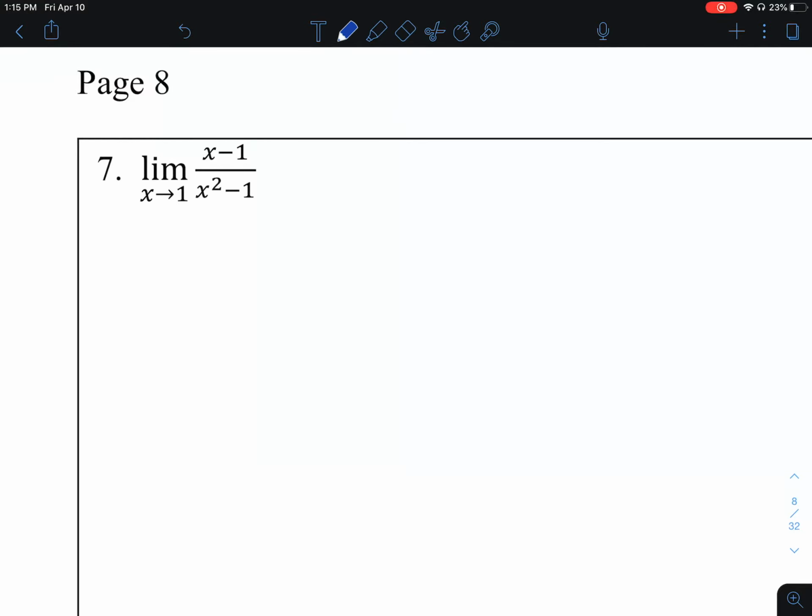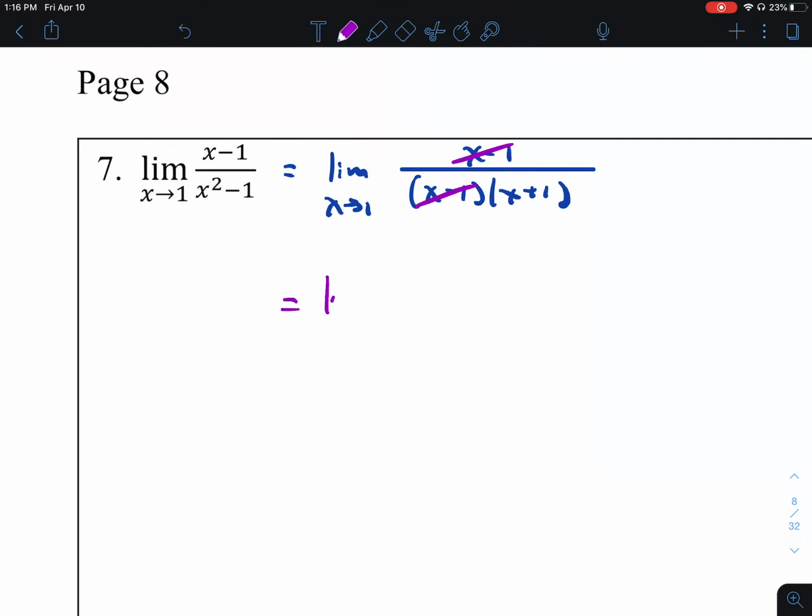Number 7, direct substitution will not work for this one as well. If we try to do that, we're going to end up with 0 in the denominator, which is undefined. Let's see if we can factor this. The top is already prime. The bottom is the difference of two squares.